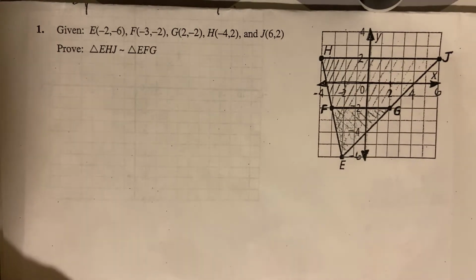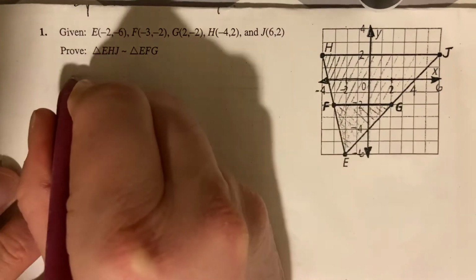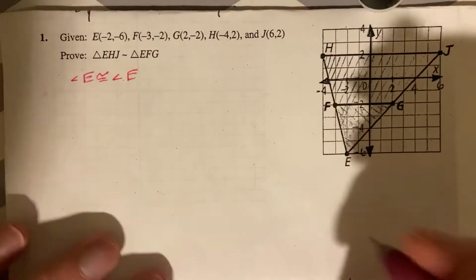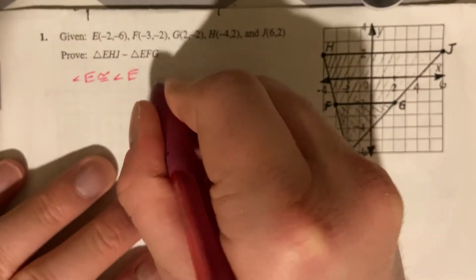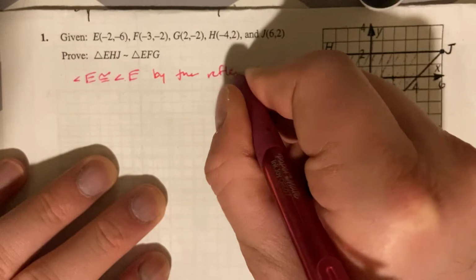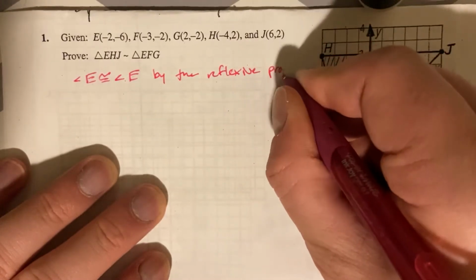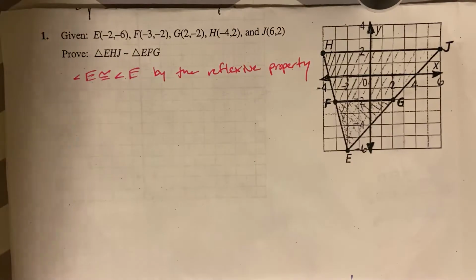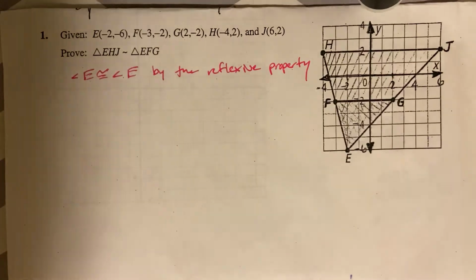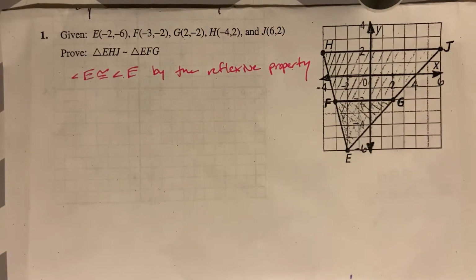So the first thing I'm going to do is say that angle E is congruent to angle E. And this is by the reflexive property. So they share that angle, so therefore I can say it's congruent to itself by the reflexive property. Now, what I want to do is prove that the corresponding sides are in the same proportion. So in order to do that, I need to know the length of the sides.